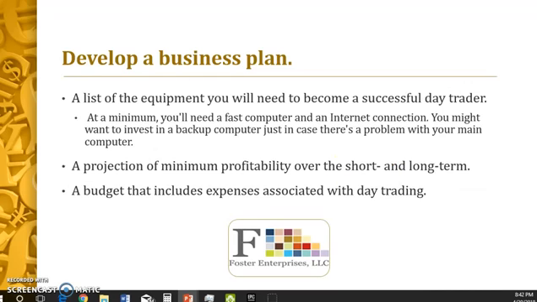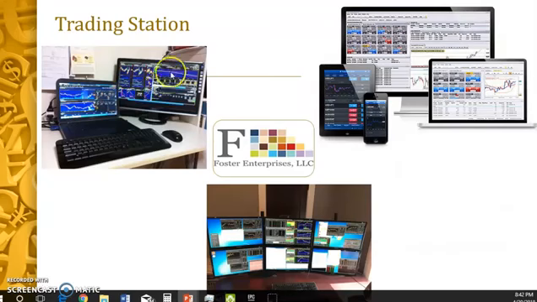And these are examples of some trading stations. Okay, this is a simple one, one external monitor. This monitor probably costs like $20 at the thrift store. Not the thrift store, the pawn shop.